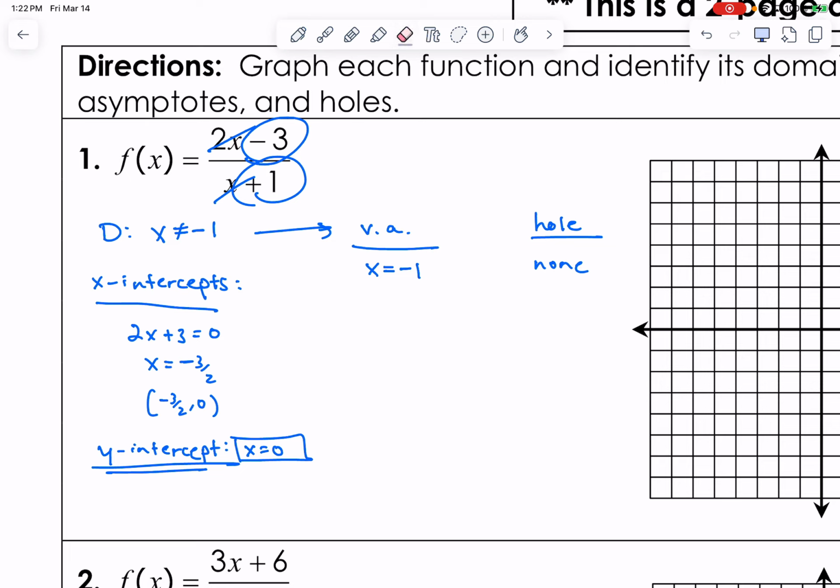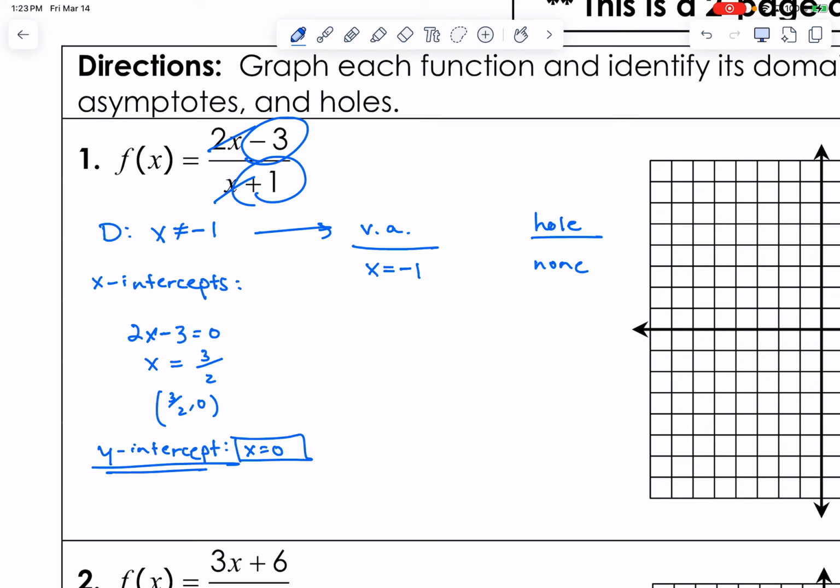Oh, the x-intercept's 2x minus 3, sorry. So that'd be +3/2, my bad. Okay, so it's 2x minus 3. So it's 3/2, comma 0. Sorry about that. All right.